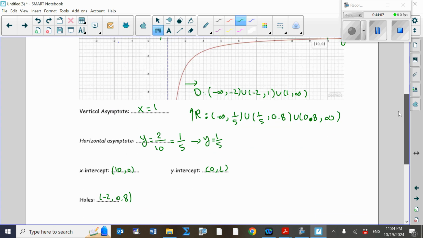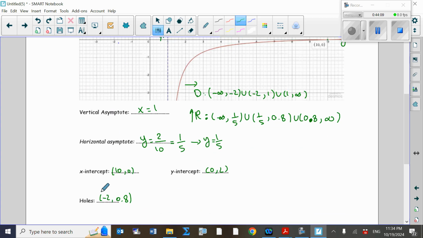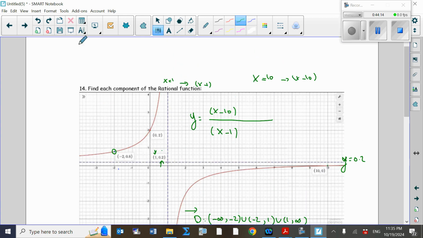Then there was a removable discontinuity at -2. And we know that removable discontinuity comes from a factor which is repeated on top and the bottom. So the factor that created this was x plus 2. This should be repeated on top and the bottom.